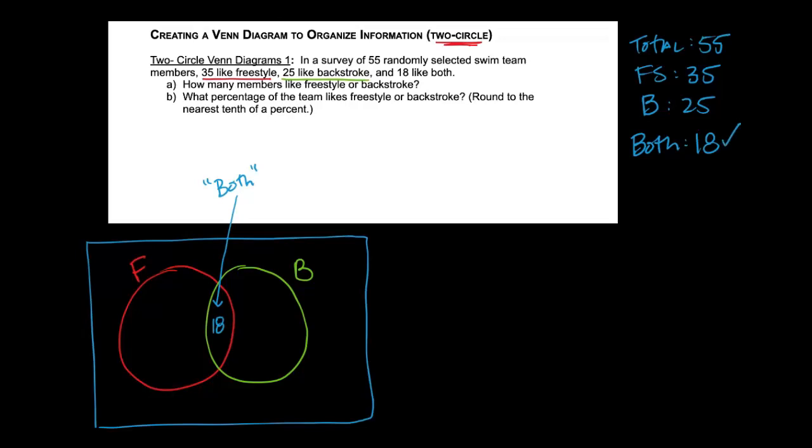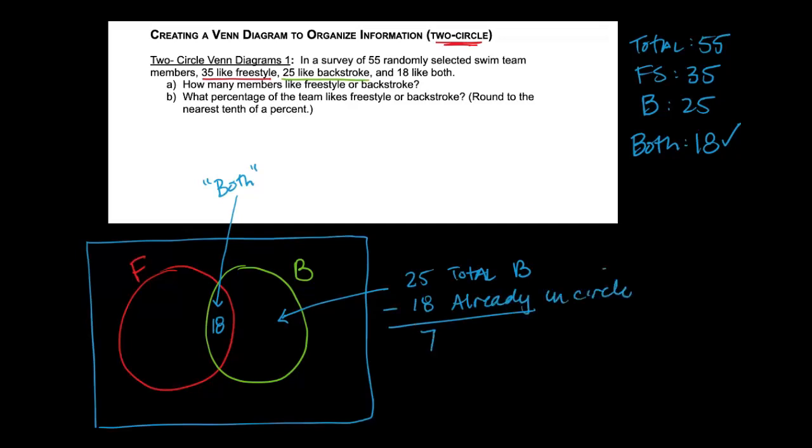25 people like backstroke, but 18 are already in that circle. To figure out what goes here, I take 25, which is the total backstroke, and subtract the 18 that are already in the circle. That gives me 7 left over. If I put a 7 here, you can see that 7 and 18 together make 25, which is the total in the backstroke circle, which is what we want.